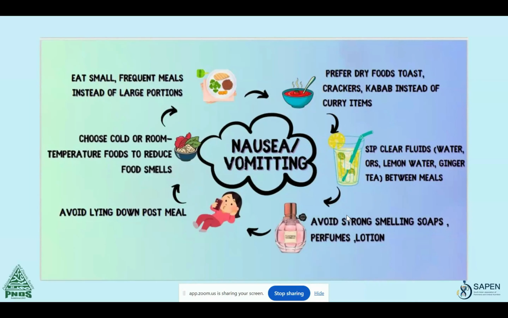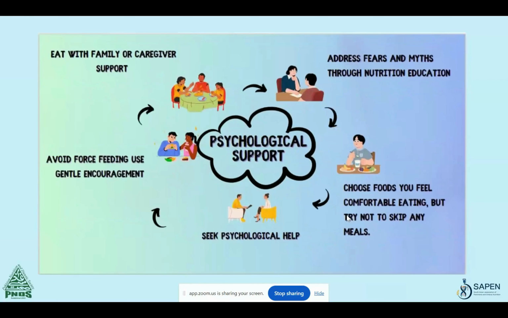And related to liquids: clear fluids, water, lemon water, ginger tea between meals, whichever is suitable for the patient or whichever the patient is feeling comfortable with. And avoidance of strong smells: soaps and perfumes also aggravate the nausea and vomiting. So all these things should also be avoided.